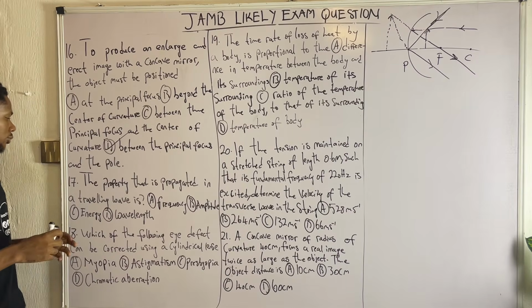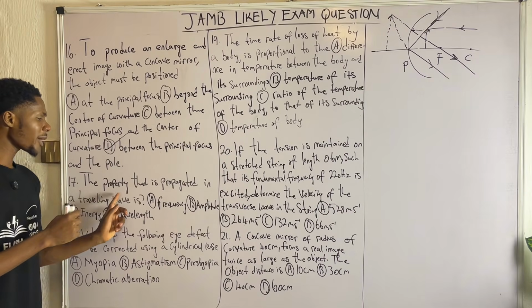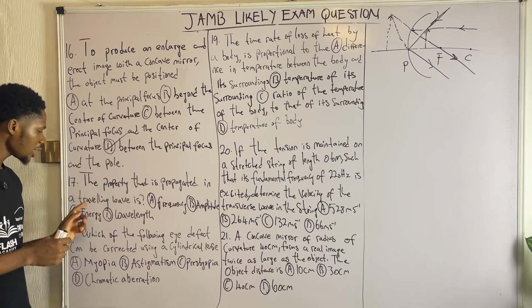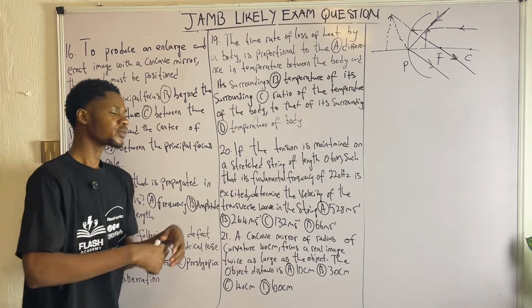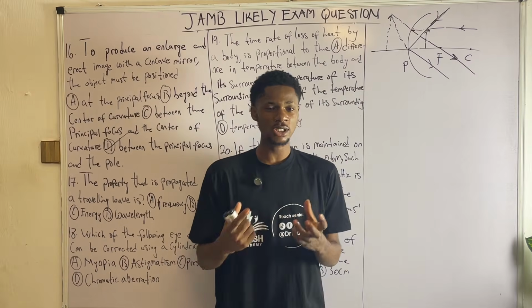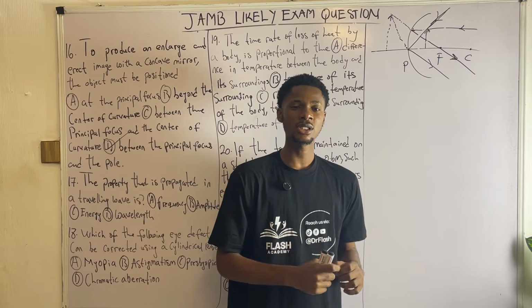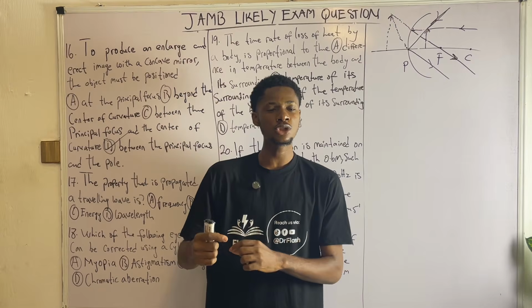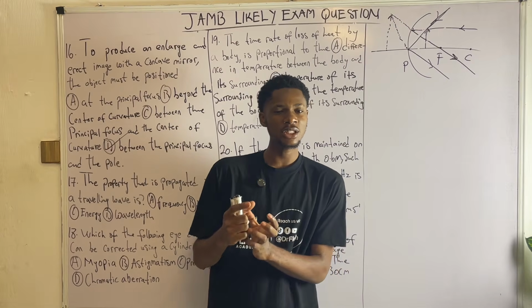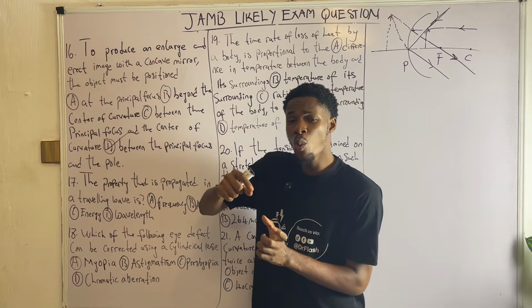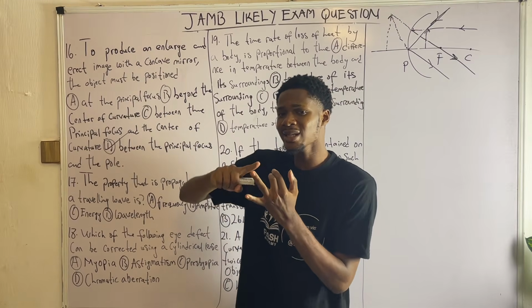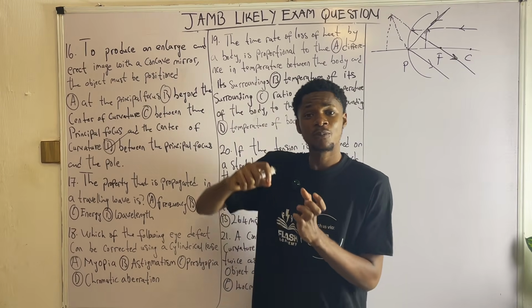Now for the next question, the property that is propagated in a traveling wave is: frequency, amplitude, energy, or wavelength. Now, from the definition of a wave, what is a wave? A wave is simply a disturbance that travels through a medium, carrying energy without causing permanent displacement of the medium. Now, carrying what? I did not say frequency, neither did I say amplitude. I said carrying what? Energy.